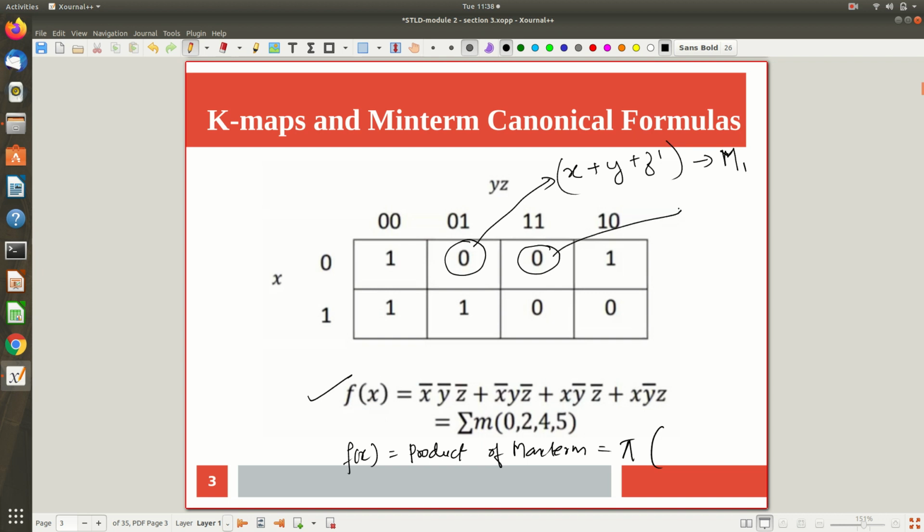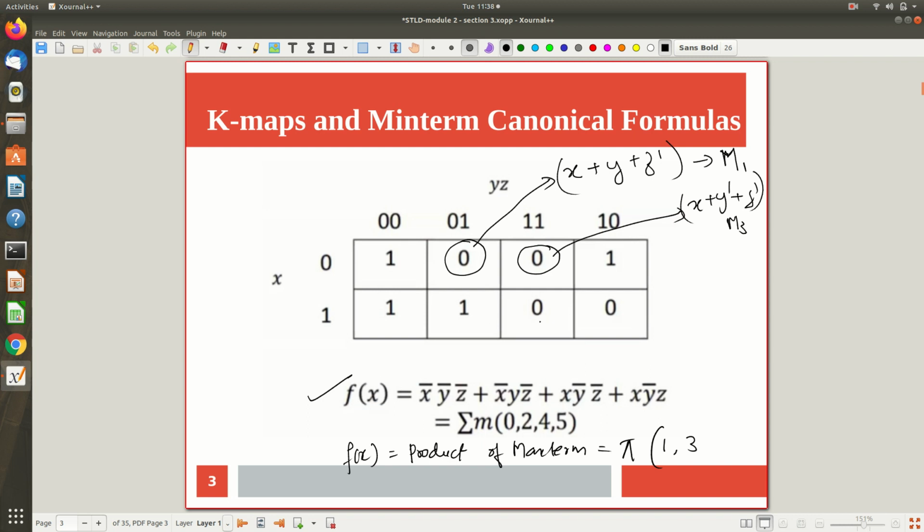Similarly, tell me what is this? This is X plus Y bar plus Z bar. So this is the next product term. We will multiply all of them finally, right? So this is nothing but X 0 1 1, right? 0 1 1 is 3, M3. So like that you can write down. So we have max term 1, we have max term 3. Then what is this?